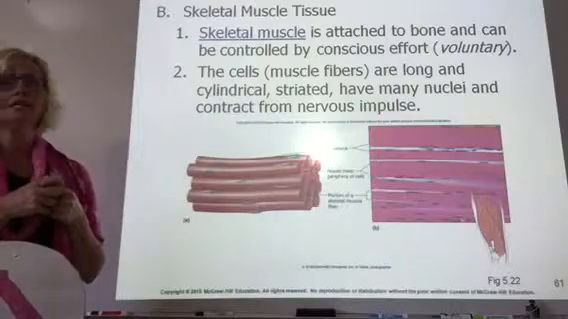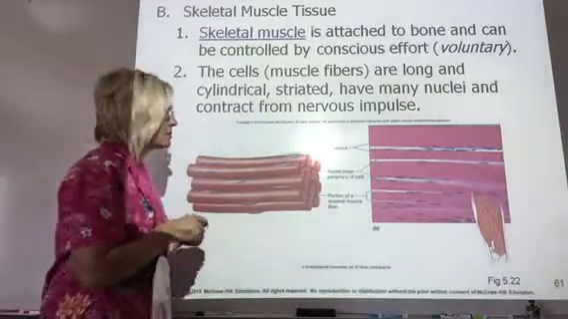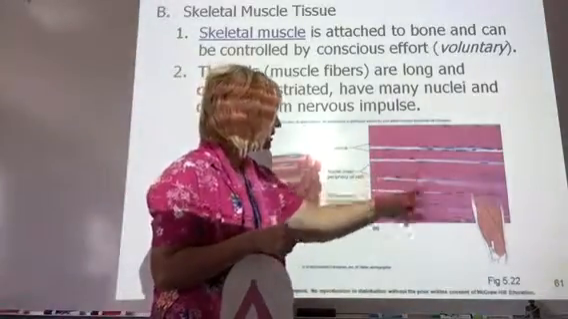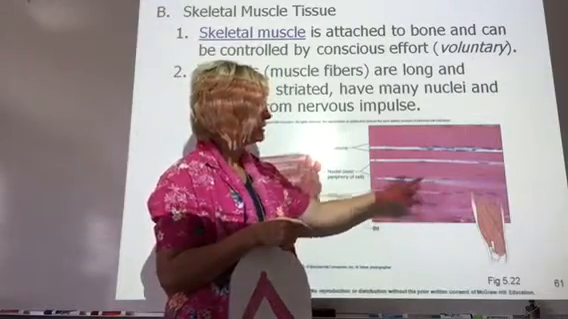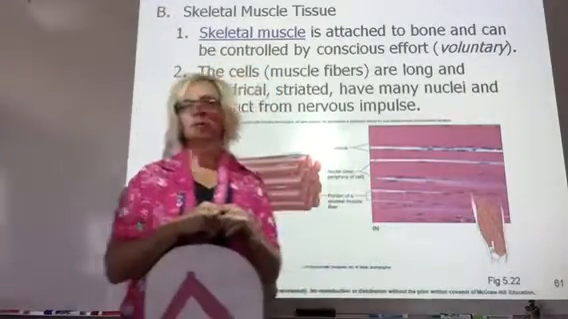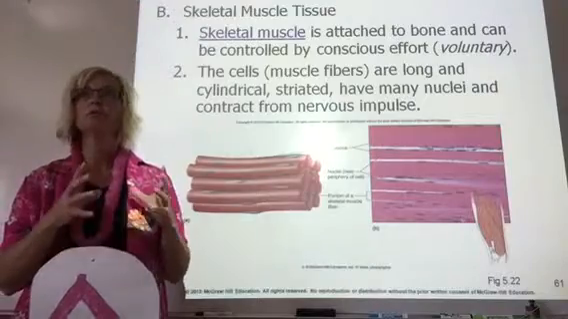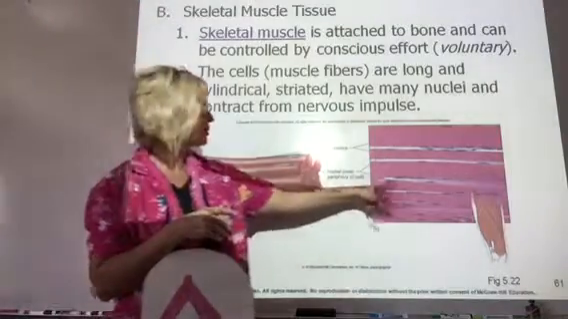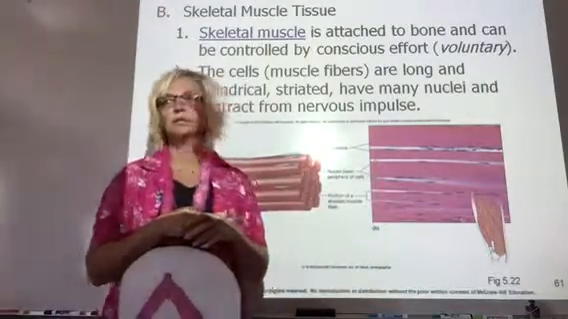So if I'm looking at skeletal tissue under the microscope, you're going to see all of these lines, and then you're going to see dark purple where there is a nucleus. Every one of those little dark purple spots would be one nucleus.